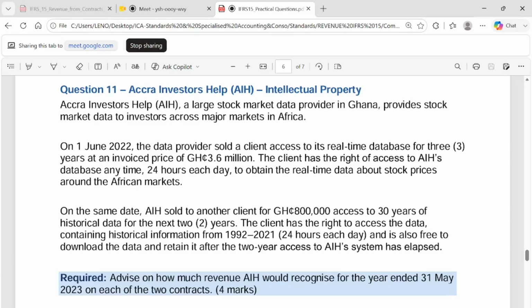On 1st June 2022, the data provider sold a client access to its real-time data for 3 years at an invoice price of 3.6 million. The client has the right of access to the AIH database anytime, 24 hours each day, to obtain real-time data about stock prices around African markets.